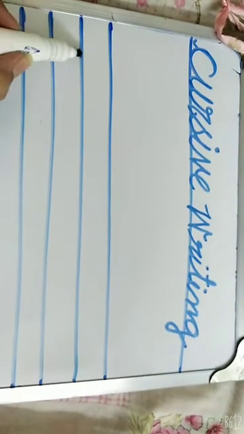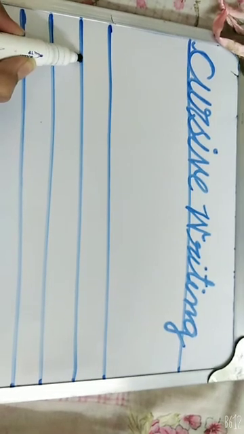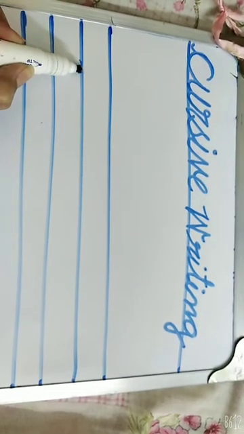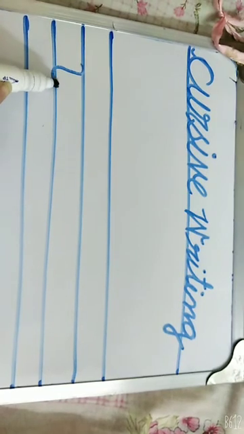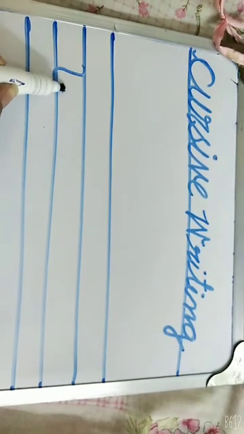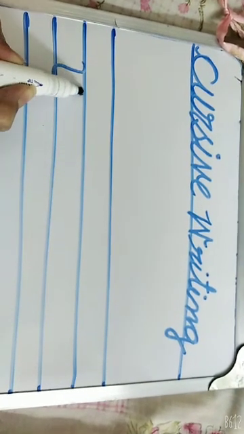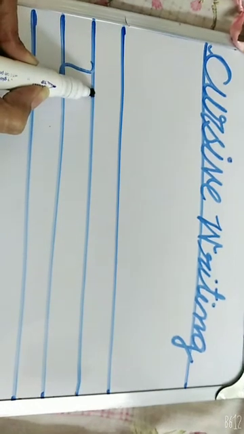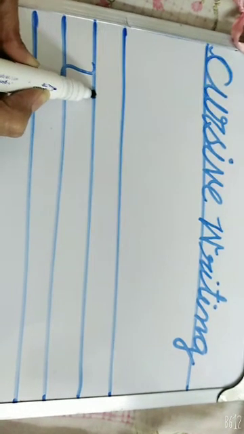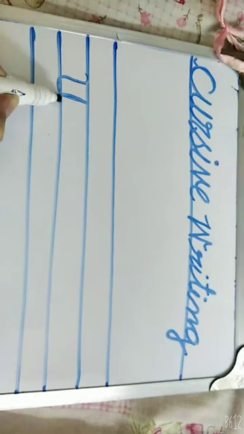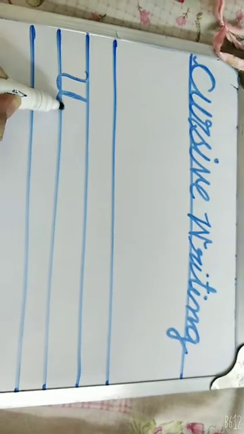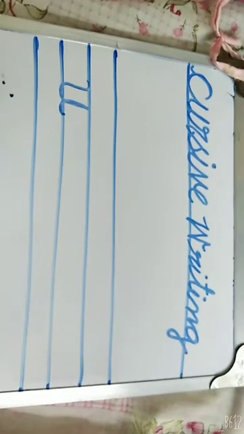Here we go. Put your marker on second line and make curve here. Now come downward, make curve here, move upward by touching the third line. Now come back on second line, then come down again on third line. Leave the line here. Now pick up your marker.